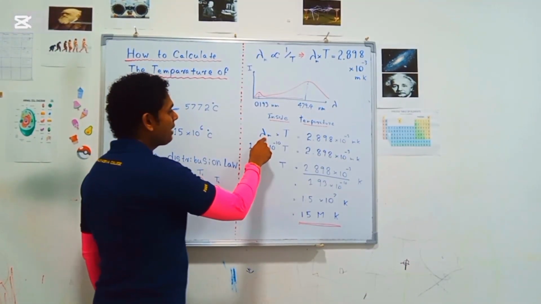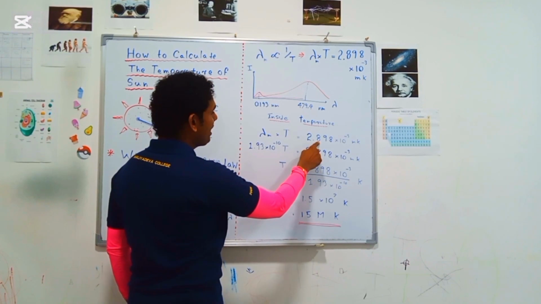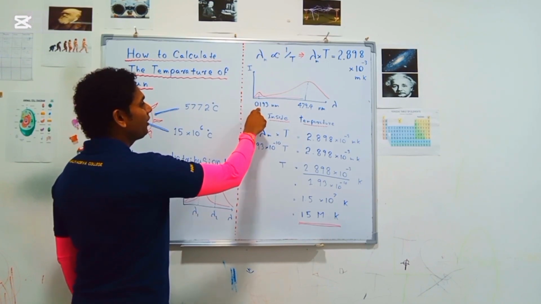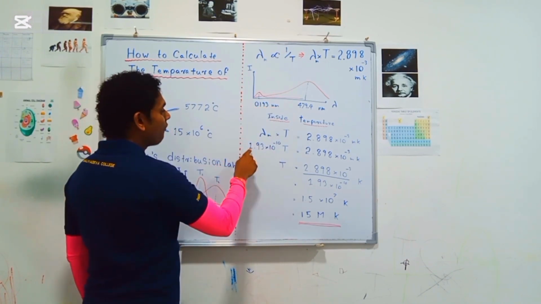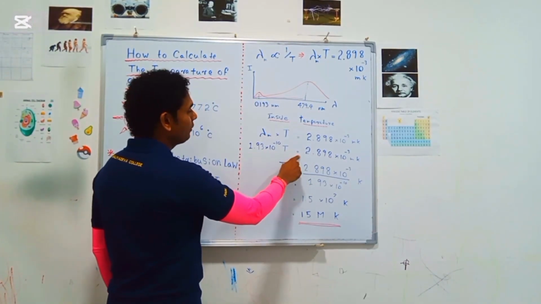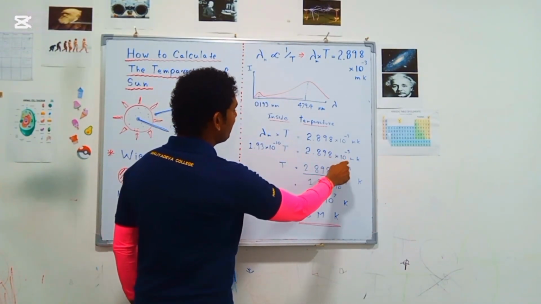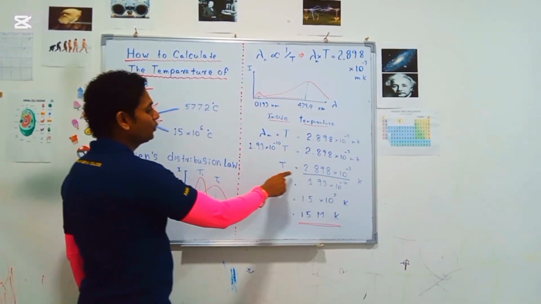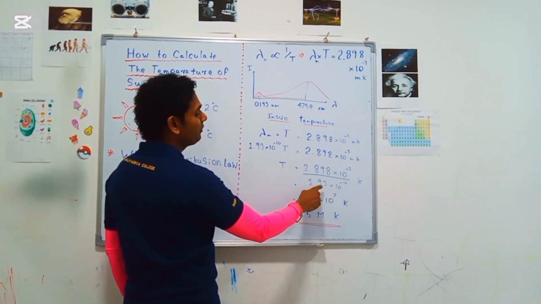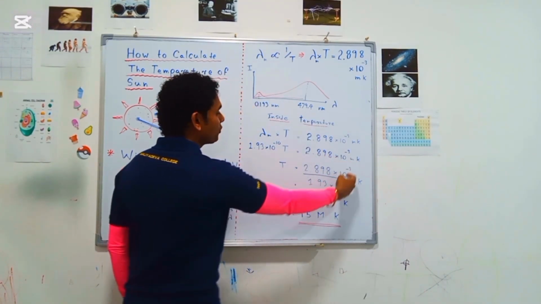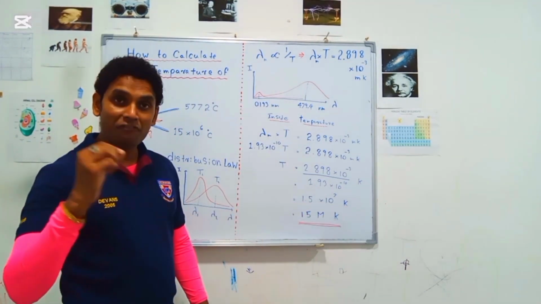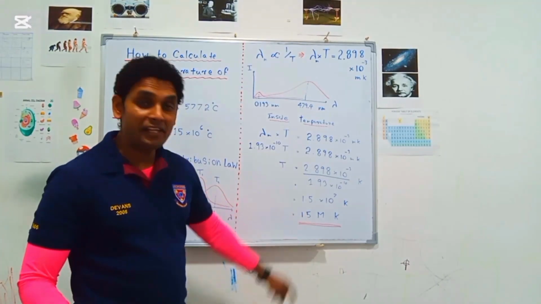Now we are using the same equation: lambda max times T is equal to 2.898 times 10 to the power minus 3 meters Kelvin. Now lambda max is 0.193 nanometers, or 1.93 times 10 to the power minus 10 meters, times temperature is equal to 2.898 times 10 to the power minus 3 meters Kelvin. And now the temperature is equal to 2.898 times 10 to the power minus 3 divided by 1.93 times 10 to the power minus 10. Finally, once you calculate this value, you will get 1.5 times 10 to the power 7 Kelvin, which means 15 million Kelvin.